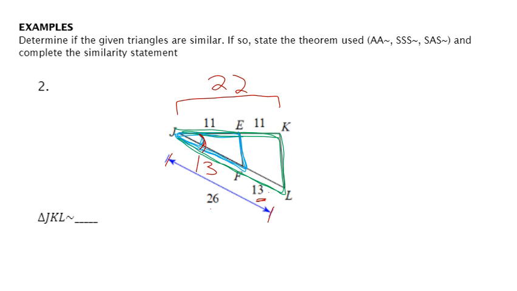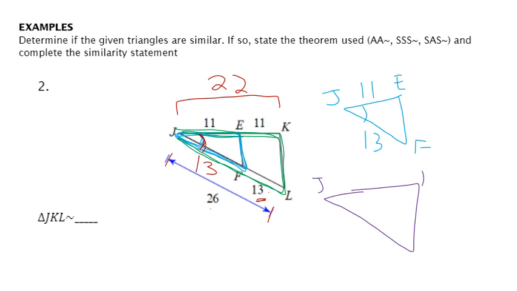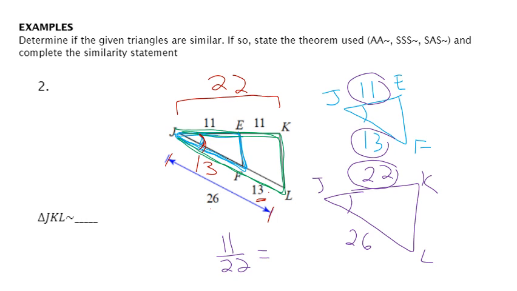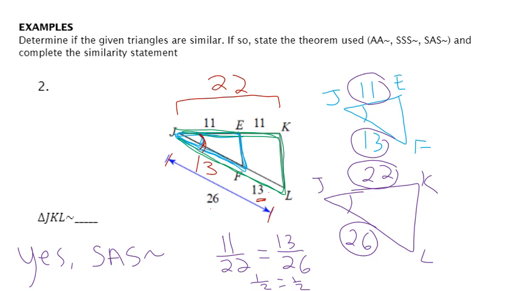And if I want to redraw it, I can. I don't necessarily have to, but sometimes with overlapping, people like to redraw it. So this is really the same as if I had 11, 13, and I marked that. And JKL, 26 and 22. And so you can see we're going to be testing for side angle side. So 22 is the longest, and the shorter one is 11. So if I do 11 over 22, do I get the same thing as 13 over 26? Both of them give me a half. So it ends up working out. And so the answer would be yes, these are similar. This would be by side angle side. And if I call this first one JKL, I'm going to call this one JEF.